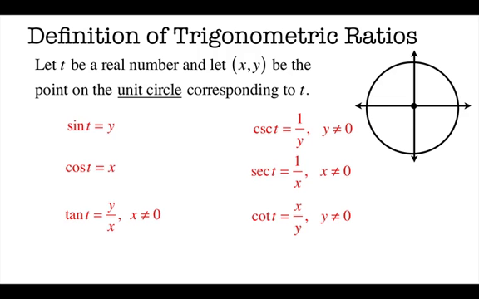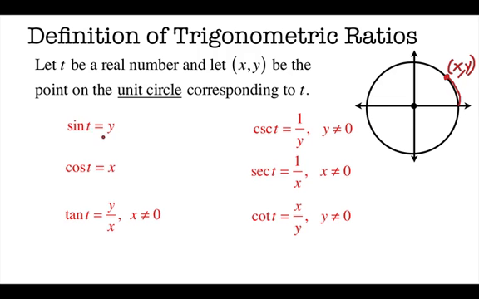Definition of trigonometric ratios. Let me read this to you. It says, let t be a real number and let xy be the point on the unit circle corresponding to t. So basically what this is saying is that you have a point here, and this is distance t, and this point xy in the unit circle is defined as follows.